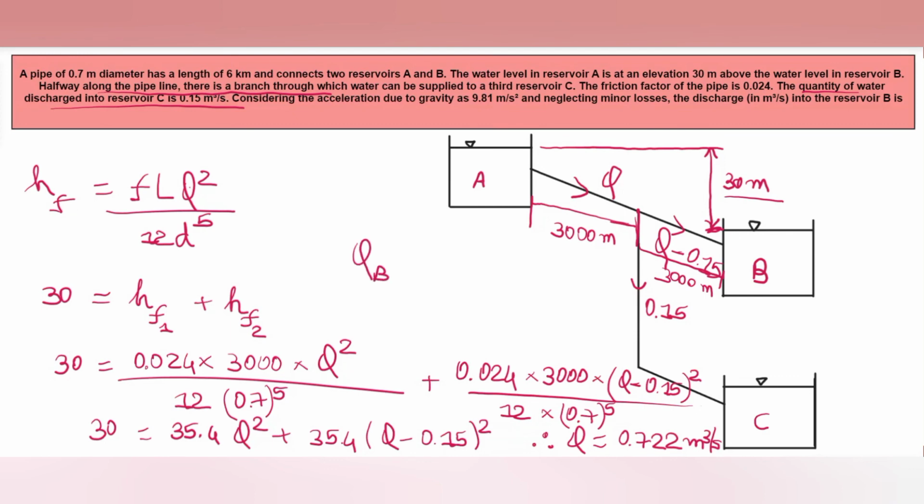In the question, it is asked to find the discharge into reservoir B. So QB is equal to Q minus 0.15, 0.722 minus 0.15, which will be 0.572 meter cube per second.